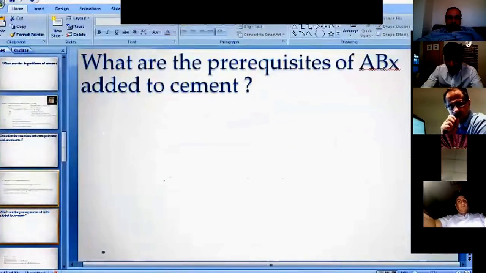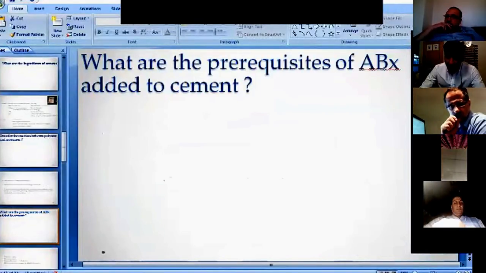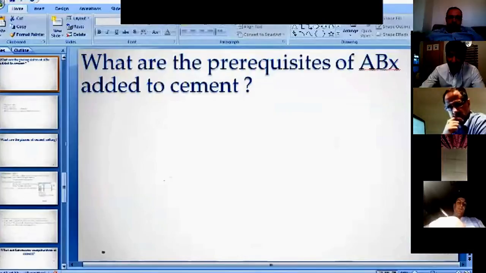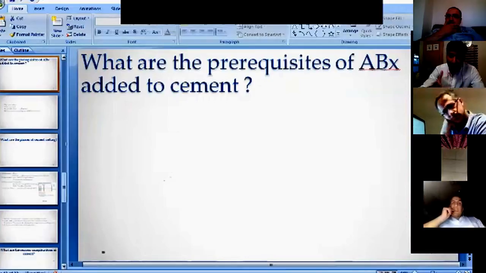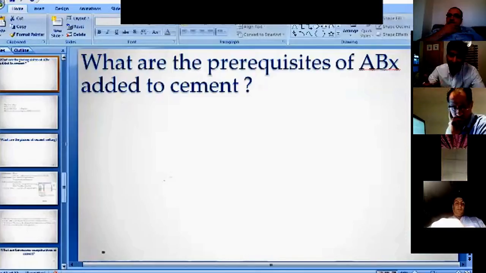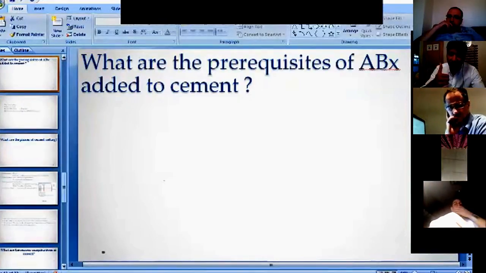So, Athar, you said that sometimes antibiotics are added to the powder components. Can you add any antibiotic, or are there specific prerequisites for the antibiotics to be added to cement? So there are a few very important prerequisites. The most important one is that it has to be heat stable, as the polymerization process initiates thermal energy, and if the antibiotic is heat labile, its effect will be cancelled by heating. So it has to be heat stable.